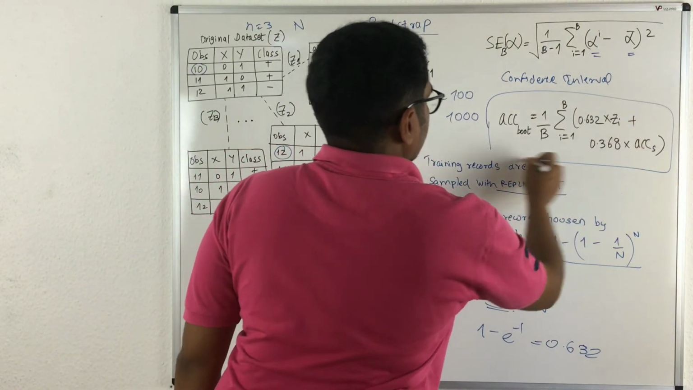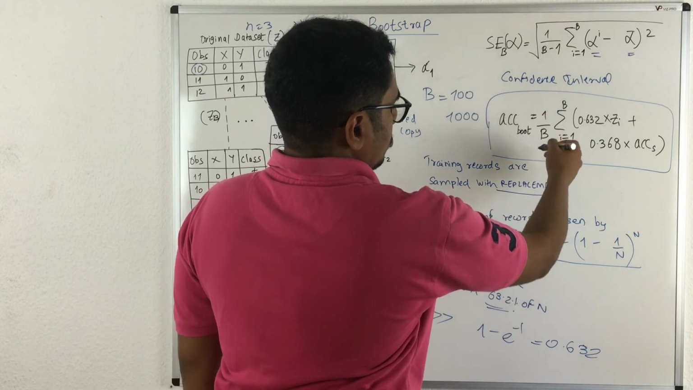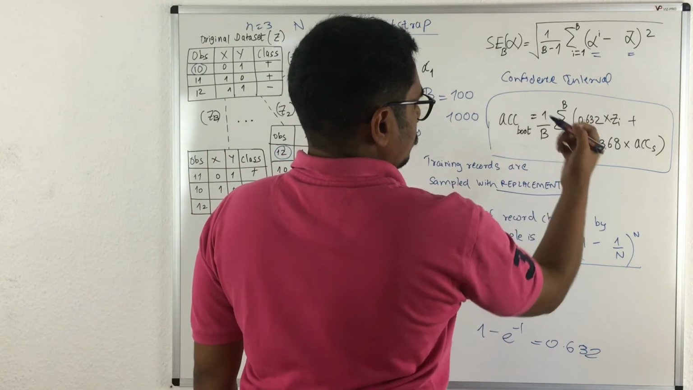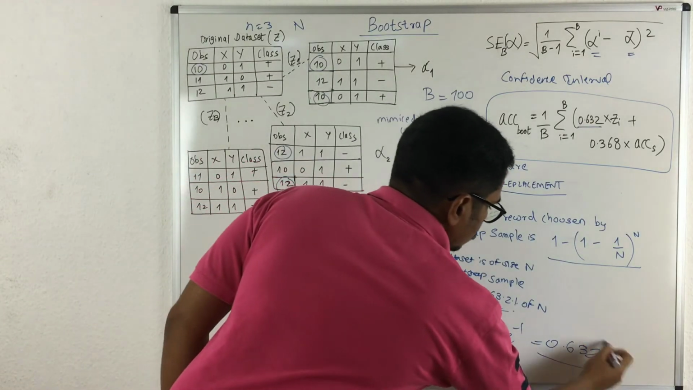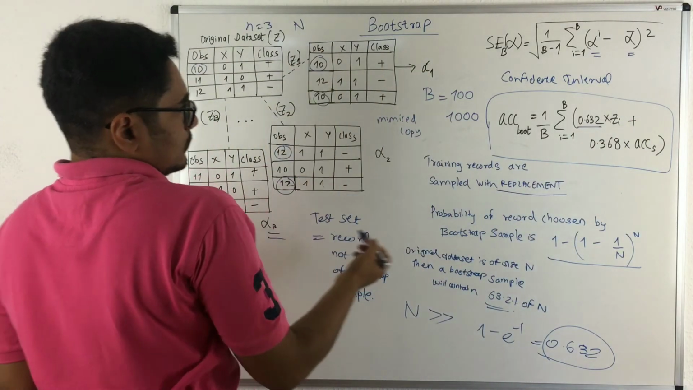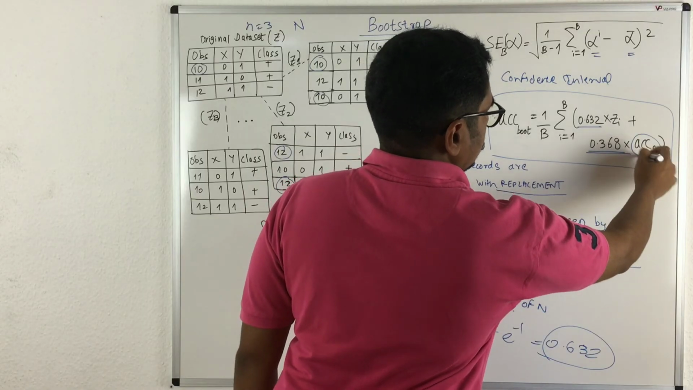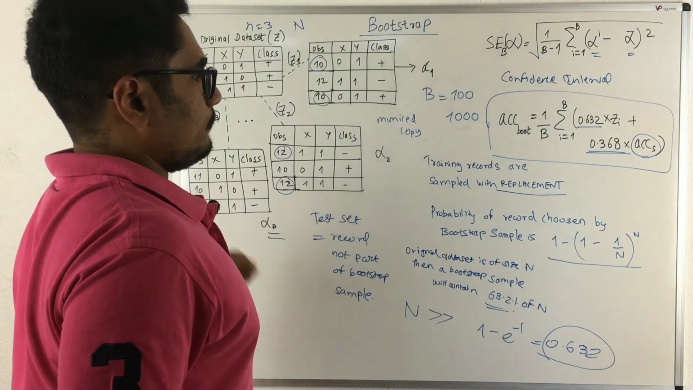The accuracy is given by this formula: accuracy of bootstrap equals 1 upon B, where B is the number of bootstrap samples produced, summation over 1 to B of 0.632, the probability of being chosen, multiplied by Zi, the instances that you create, plus 0.368 times another estimate for the accuracy of the samples created at each bootstrap level.